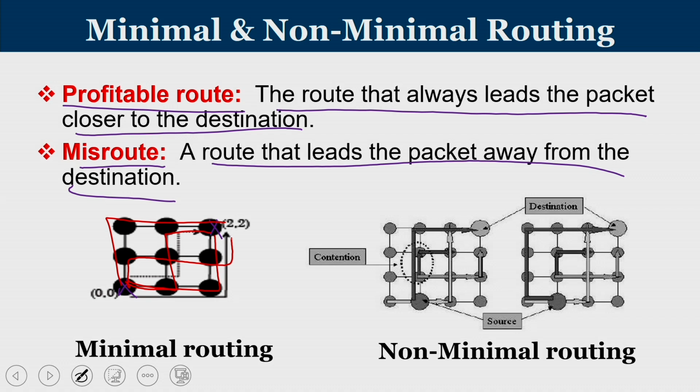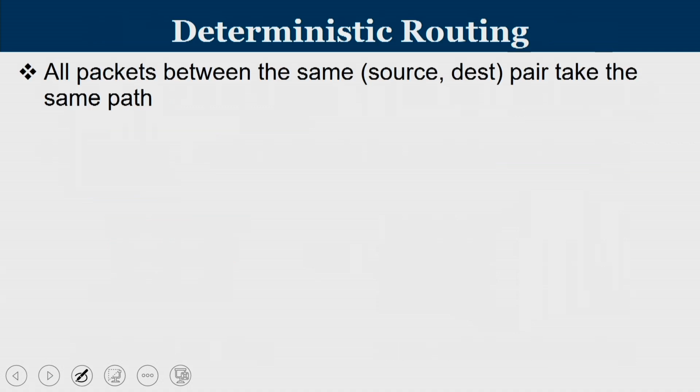Now, in this case, if I wanted to move from source to destination, that is a minimal path. Imagine that there is congestion here. If I decide to bypass that, whatever route I take now, I am not going on the minimal path, because the moment I take up this path, I am moving away from the minimal route. So, we have profitable route and misroute.